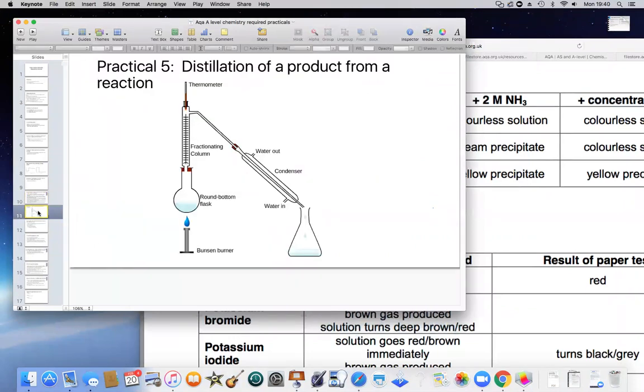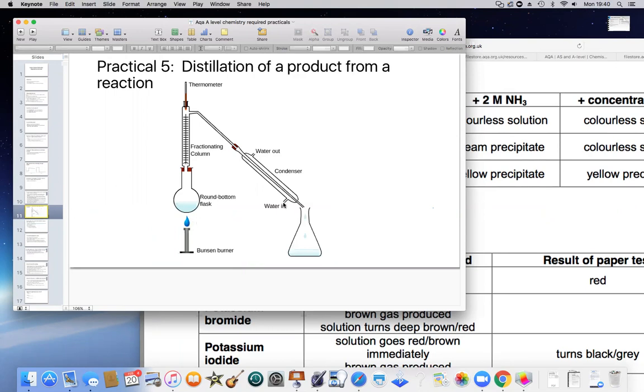Distillation of a product from a reaction. It doesn't really matter what product it is or what reaction you've done. There are a couple of examples in the handbook. But I think here the main thing is that you're really clear on the actual procedure for doing a distillation. You may be asked to draw a diagram, you may be asked to describe it, you may be offered the opportunity to do both. When it comes to the diagram, a couple of things to be aware of.